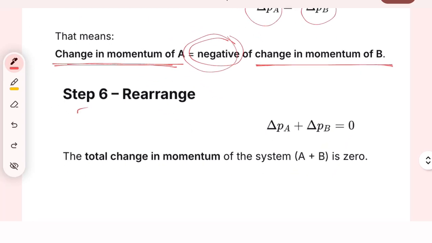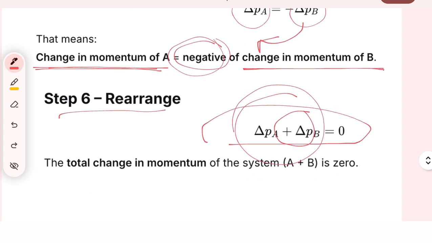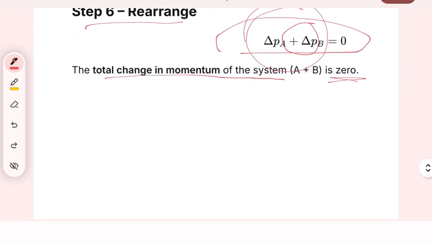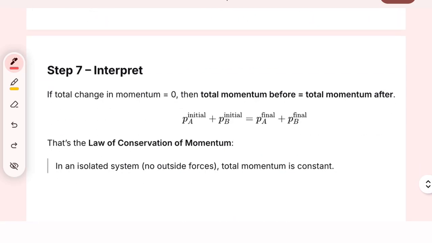Or you can also rearrange it if you want. If you don't like this form, you can rearrange it like this: equate both to 0, right? You put this one to the other side, it becomes positive, and then equate both to 0. So you now have the two forces equated to 0. It means that the total change of the momentum in the system, A plus B, is 0. That's the total change in the momentum in the system: A plus B equal to 0. So the total change of momentum is 0.